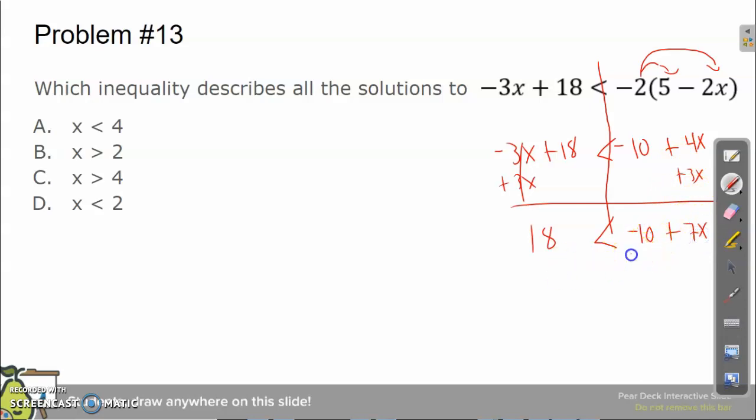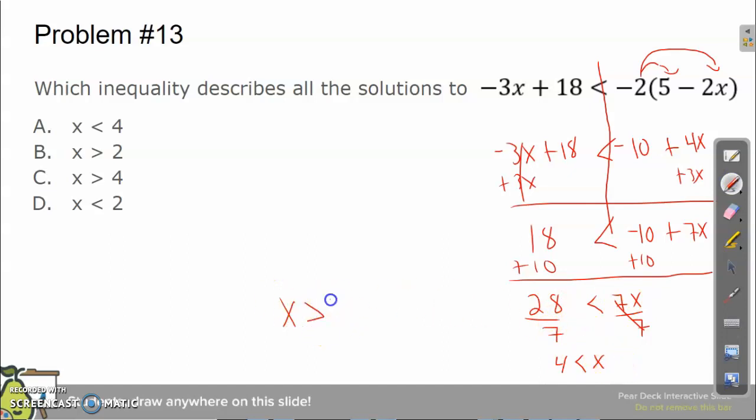Now you move this to that side, so plus 10 turns into 28 is less than 7x. Last move is divide by 7, which cancels. That means you have 28 divided by 7, and x is less than... in this case, my fault, this would be 28 divided by 7 is 4, less than x. In other words, this means x is greater than 4. Your answer is C. And there you go.